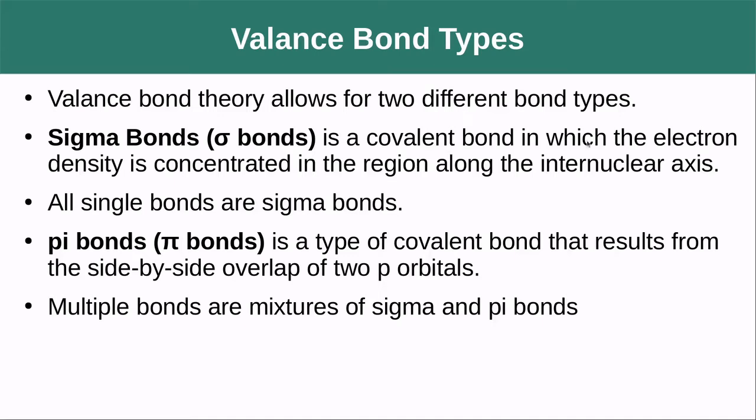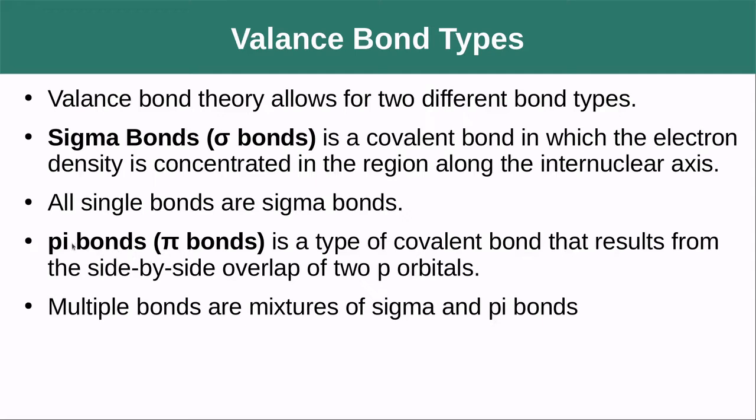This is a covalent bond in which the electron density is concentrated in the region along the internuclear axis. All single bonds are sigma bonds. So that starts off by forming these sigma bonds.